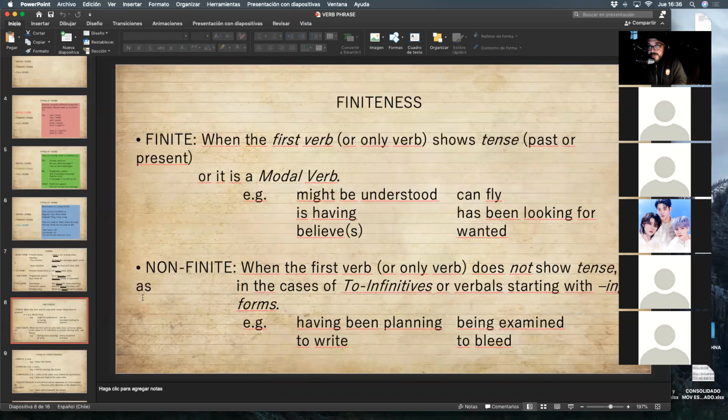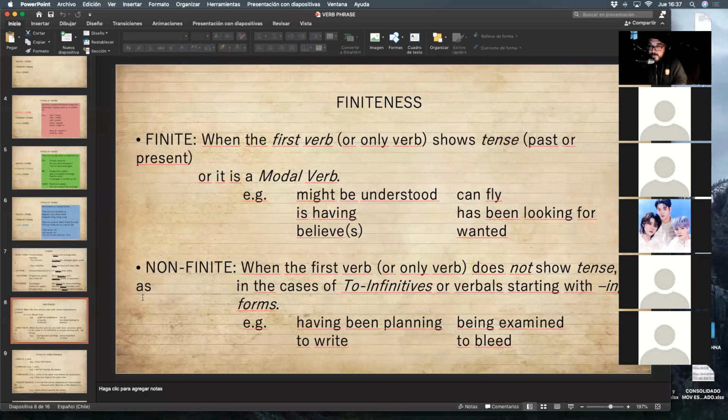Okay. Finiteness. Let's remember before this the idea of tense. Tense is the grammatical representation of time. Once you are able to represent time in a verb phrase, then we call those verb phrases finite verb phrases. If you can't do that, then they are called non-finite verb phrases, right? So finite when the first verb or only verb shows tense, past or present, or is a modal verb.